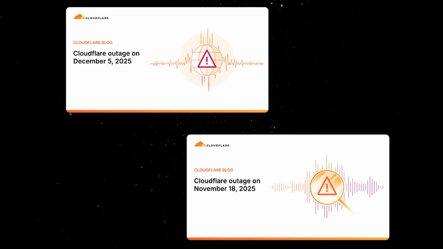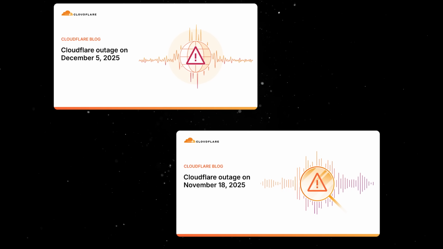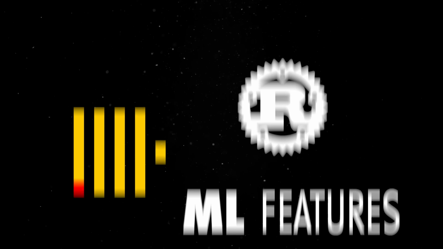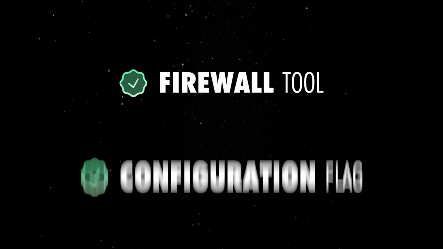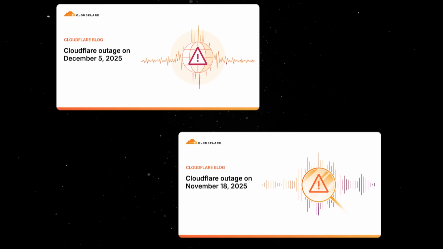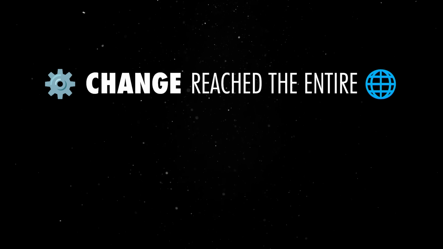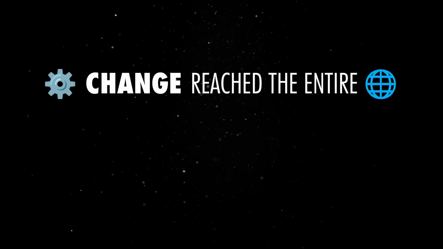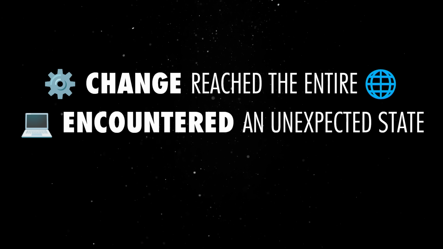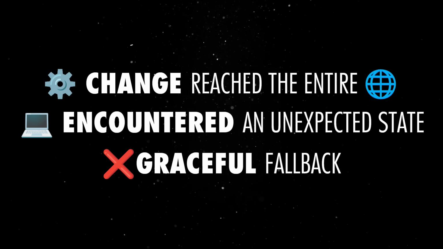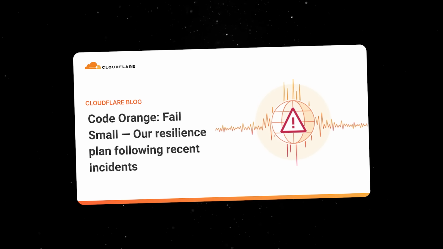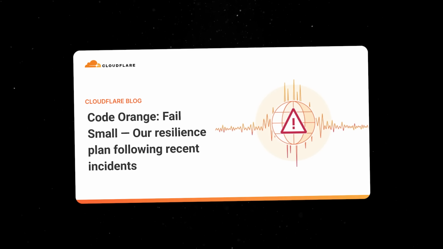The technical causes of the two outages were completely different. The first involved ClickHouse, machine learning features, and Rust. The second involved a firewall tool, a configuration flag, and Lua. But architecturally, they were the same incident. A configuration change reached the entire network almost immediately, the receiving software encountered an unexpected state, and there was no graceful fallback. After the second outage, Cloudflare launched an engineering program called Code Orange Fail Small.